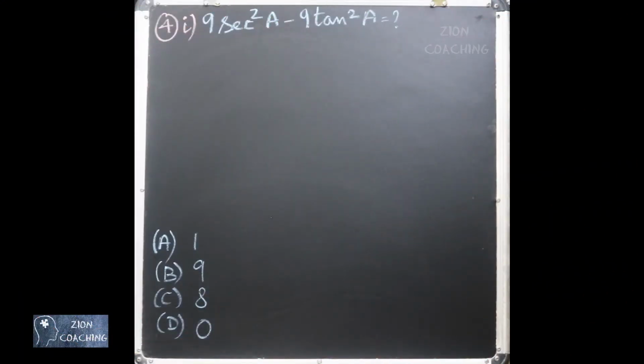Question number 4, first subdivision, choose the correct option. They have given 9 secant squared A minus 9 tan squared A equal to what? They have given 4 choices. We have to find out what is the correct choice.